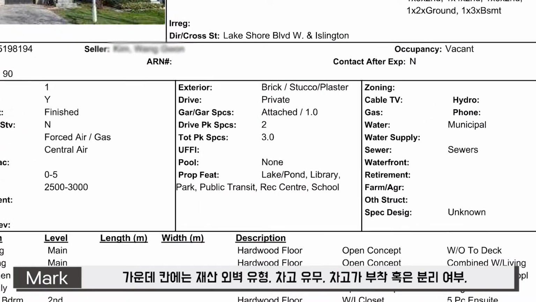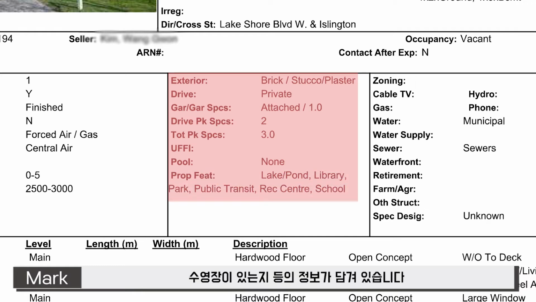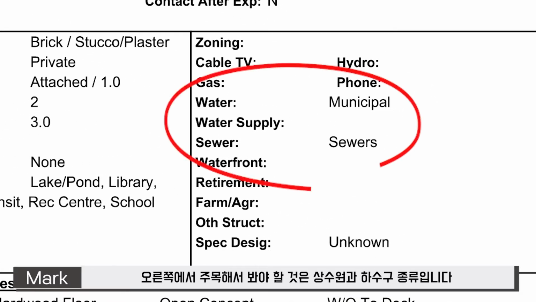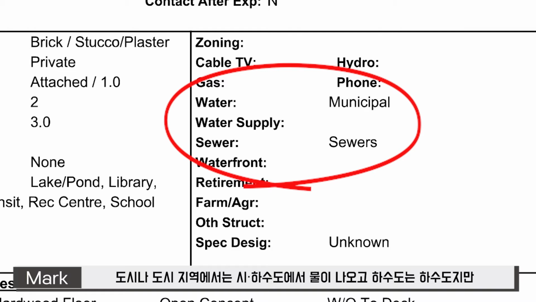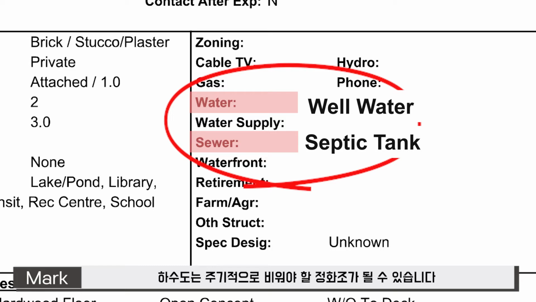The middle column provides information such as property exterior wall type, if there is a garage or not, and if so, if it's attached or detached, how many spots are there in the driveway, if there is a pool, and so on. The things to look out for on the right side column are the water source and the sewer type. In the city or the urban areas, you'll see the water comes from the municipal system and the sewer is a sewage system. But in rural areas located far from the city, you will see that the water might be well water and the sewage system might be a septic tank that needs to be emptied periodically.